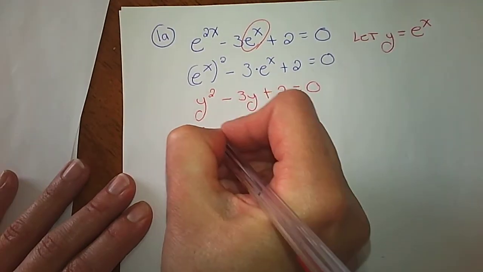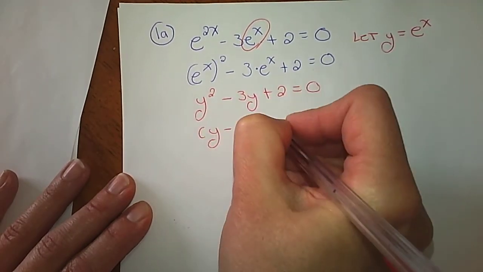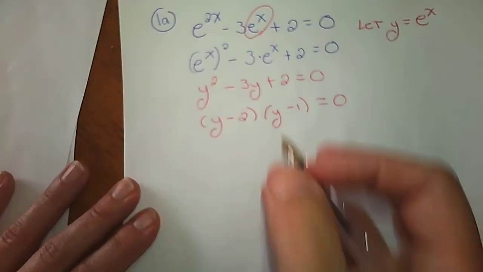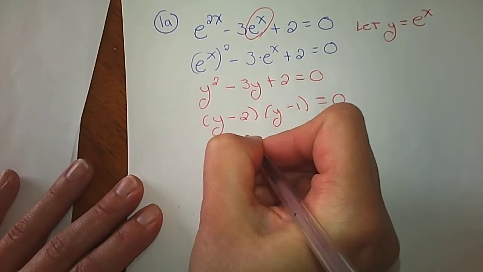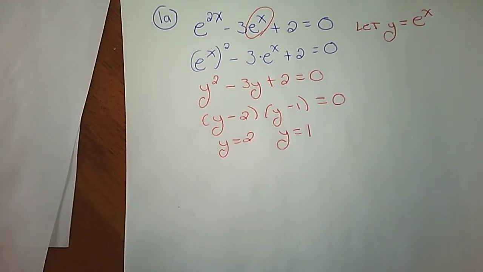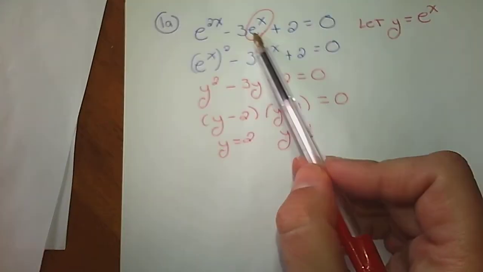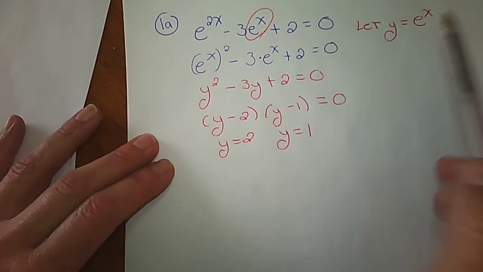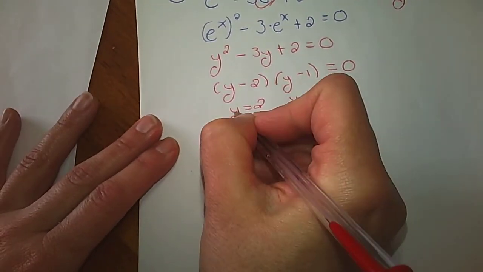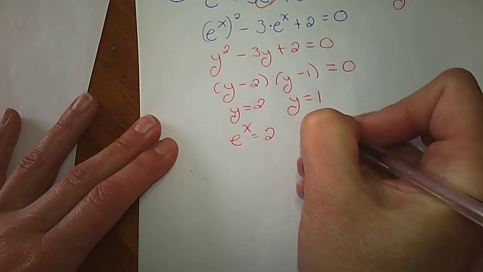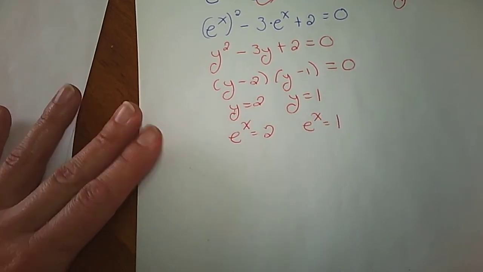Then I'm going to factor it. y minus 2, y minus 1 equals 0. So I end up with y equals 2 and y equals 1. Now, some of you have the bad habit of leaving those as the answers. Those are not the answers. Look at the original question. It didn't have y's in it. So this is where you bring this back in. So right here, y gets replaced with e to the x equals 2, e to the x equals 1.